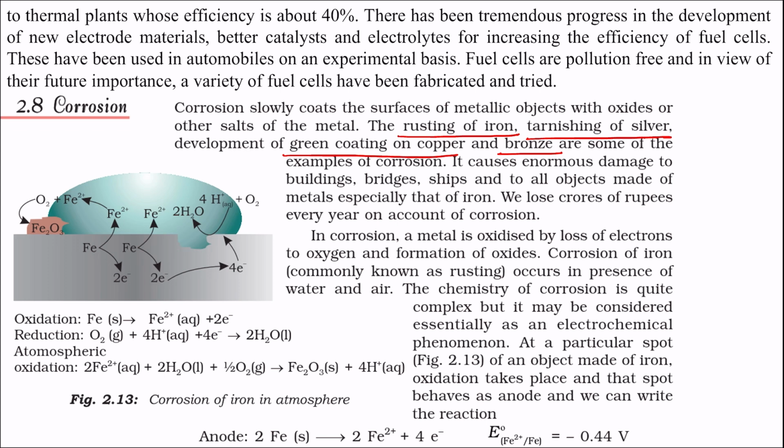Why is corrosion harmful? Due to corrosion, the metal is damaged. Corrosion causes enormous damage to buildings, bridges, ships, and to all objects which are made up of metals.